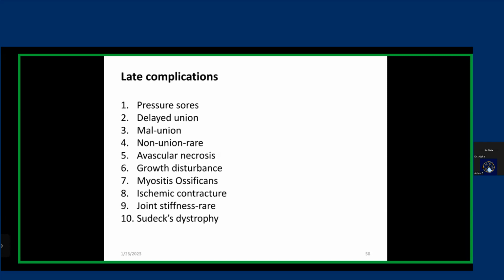And joint stiffness is very rare because children, the minute the pain goes away, are going to move their bodies. They're not going to malinger. So they don't generally suffer from joint stiffness.